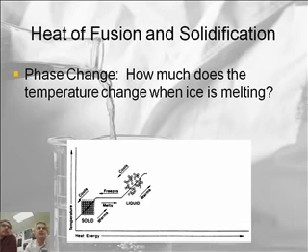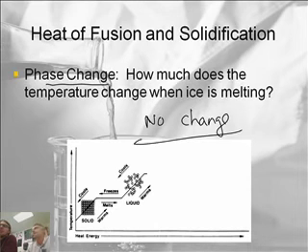So during a phase change, just an introductory question, how much does the temperature change when ice is melting? No change. You're adding energy and there's no change? During a phase change, the energy goes to break the bonds, not to change the temperature.